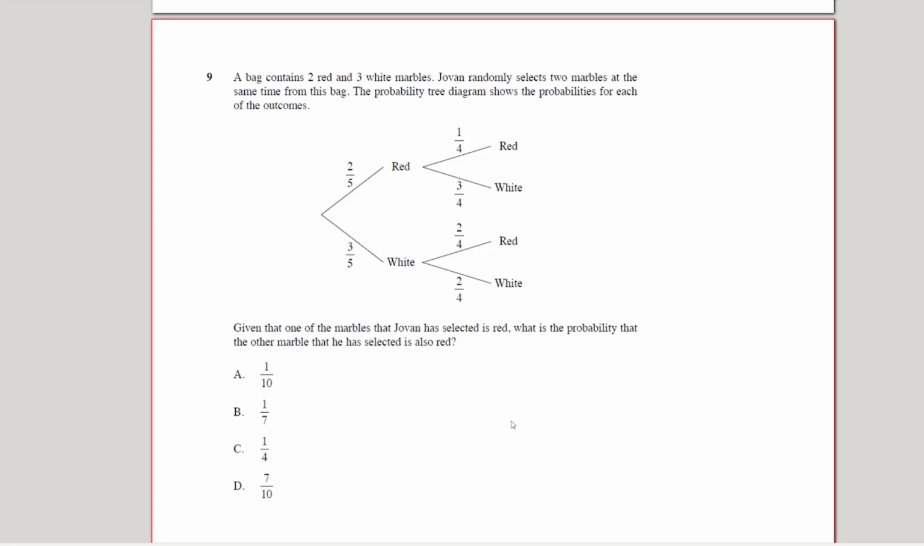So question 9. The first time I took a look at this question, it kind of stumped me for a second. A bag contains 2 red balls, 3 white balls. He chooses two at random at the same time, and these are the outcomes. So the question is, given that one of the marbles that Jovan has selected is red, what is the probability that the other marble he has selected is also red?